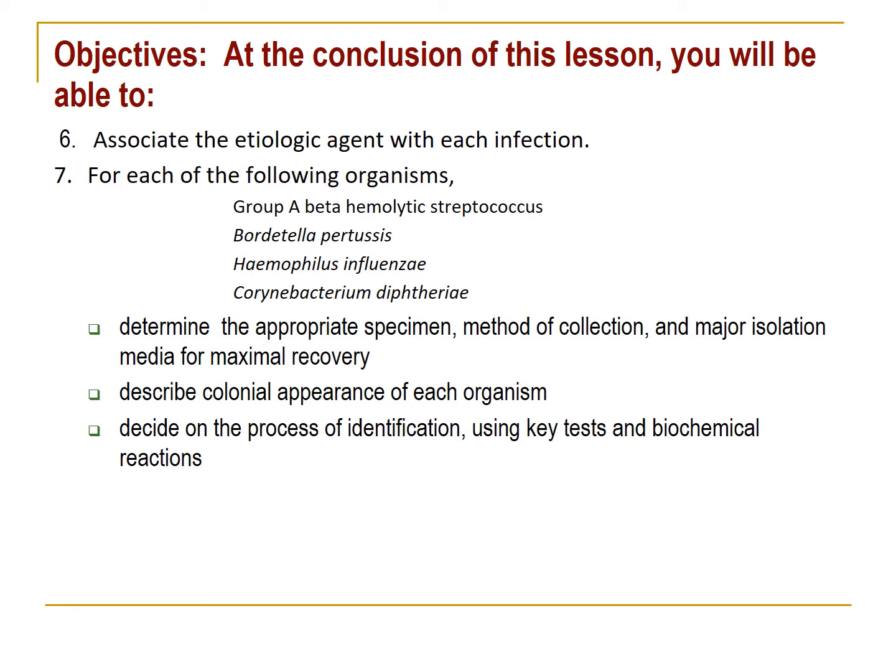Be able to associate the etiologic agent with each infection. For each of the following organisms, Group A beta hemolytic streptococcus, Bordetella pertussis, Haemophilus influenzae, and Corynebacterium diphtheriae, determine the appropriate specimen, method of collection, and major isolation media for maximum recovery. Describe the colonial appearance of each organism and decide on the process of identification using key tests and biochemical reactions.